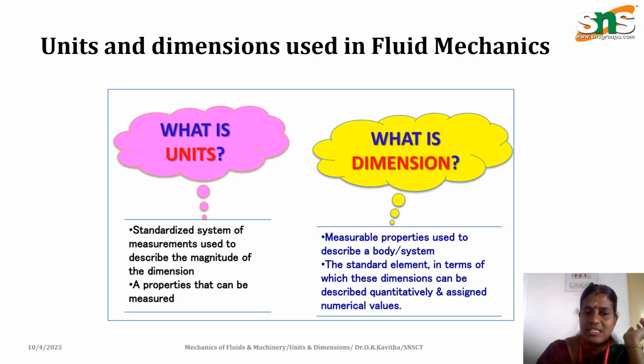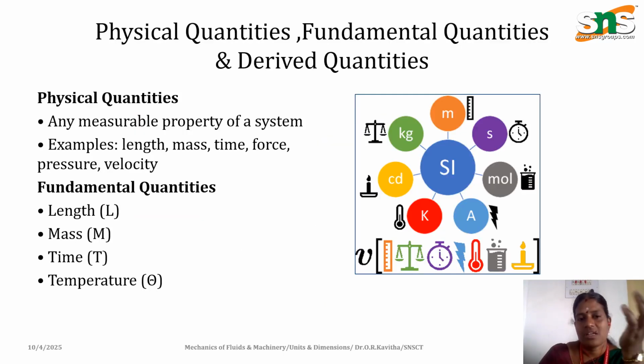So now we will see some different things. The first one is, what is a physical quantity? It is a measurable property of a system. For example, length, mass, time, force, pressure and velocity. Among these, the main important fundamental quantities are length, mass, time, and temperature. Length is described by L, mass is described by M, and time is described by T. Therefore we call that LMT. The temperature will be by theta.